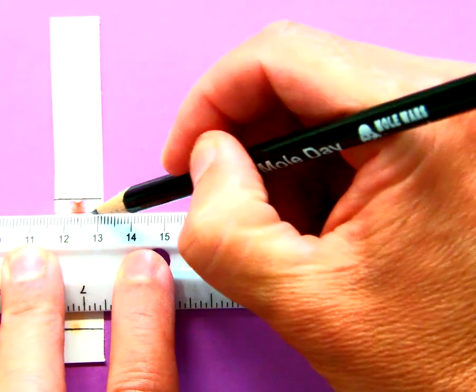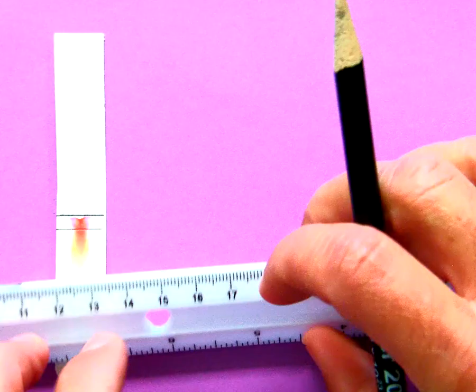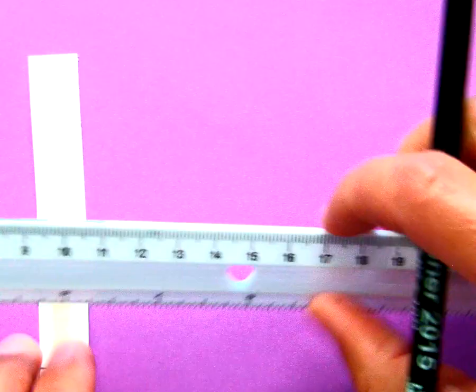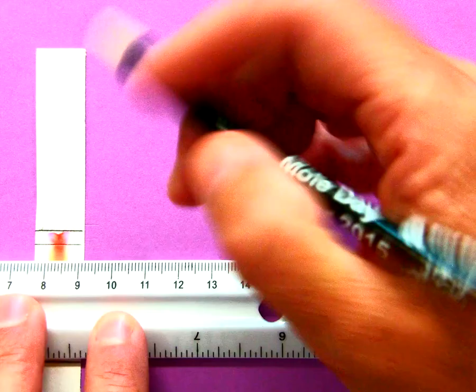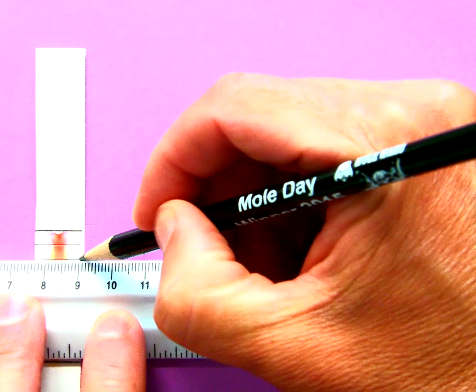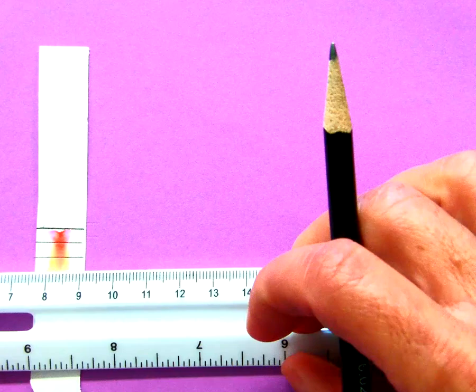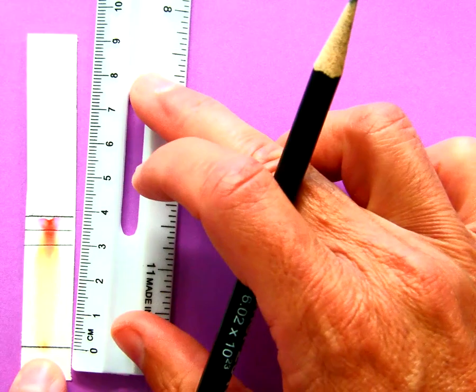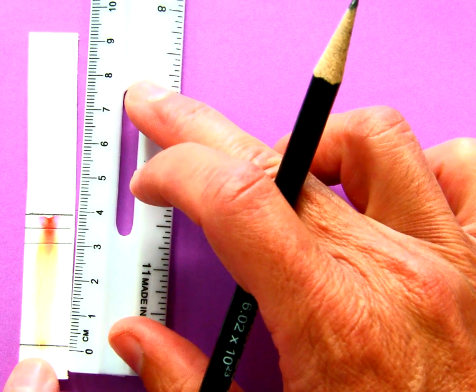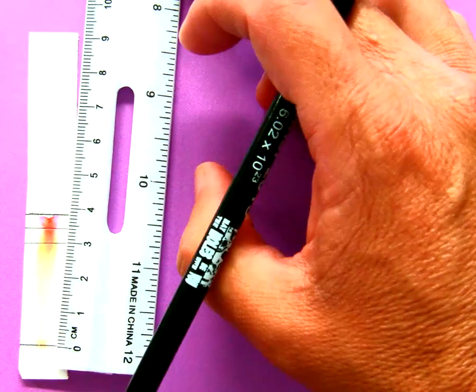So I have a red that went this far. I have a yellow that went about here. So I have three different colors that I'm going to analyze: a yellow, an orange, and a red. So what you need to do is measure on a ruler, metric side of course, how far each of these traveled on the chromatography paper.